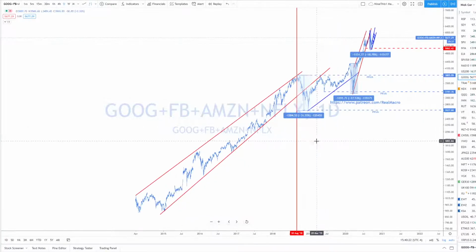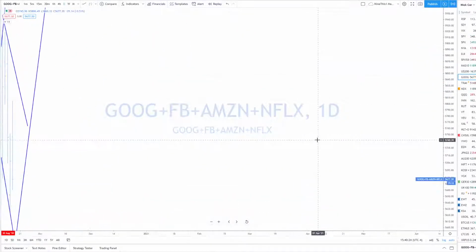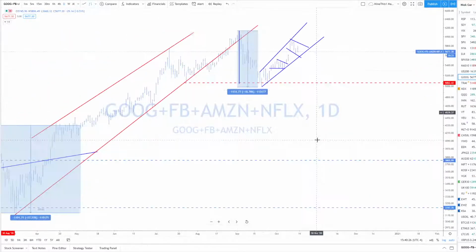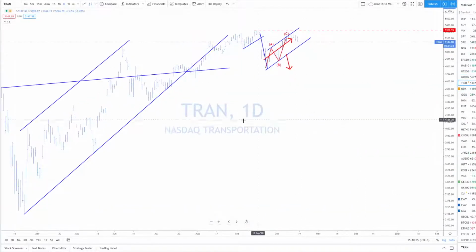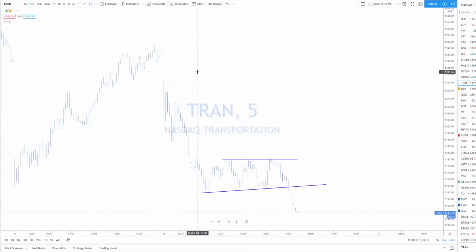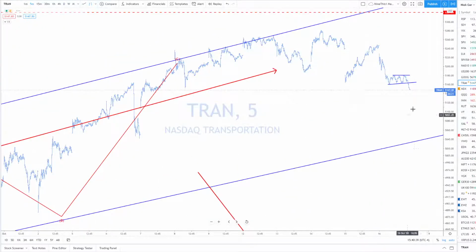The FANGs, while the rest of the market is more or less flat, are down 0.5% and they're pushing lower. Transportation has been leading the way lower. That broke down, right? We just drew this little bear flag, right? And ultimately it broke.